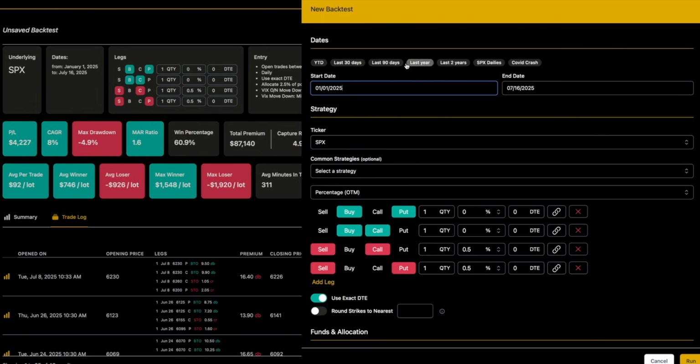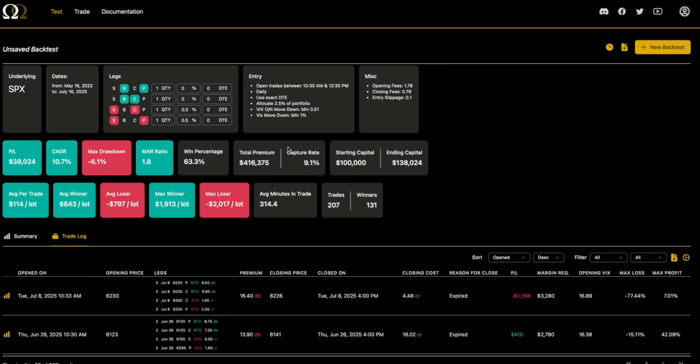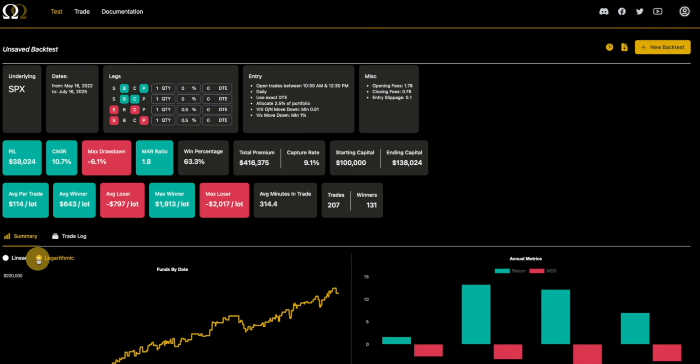What we can actually do, let's run this back to dailies and we'll see how these numbers compare. So we're at a 60% win rate. I think we're about a 5% capture rate. And let's just run this back since dailies. So that's going back over 3 years now. And what's interesting is actually this year hasn't been great for it, but it's worked over the long term. So that is a little bit interesting.